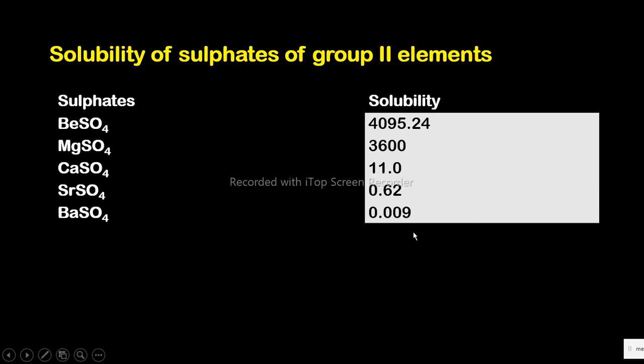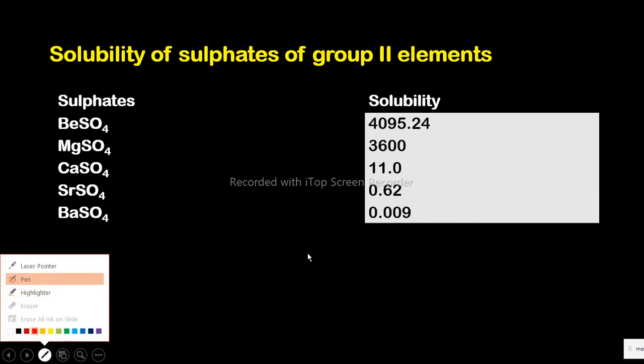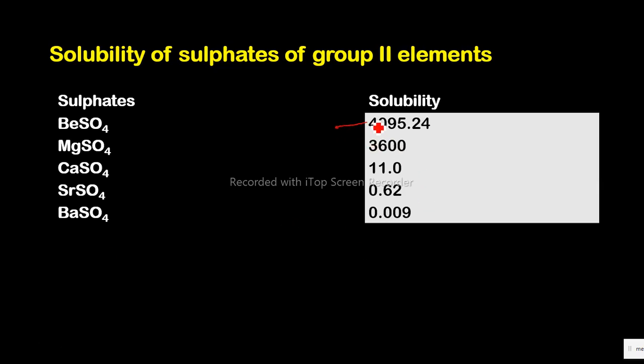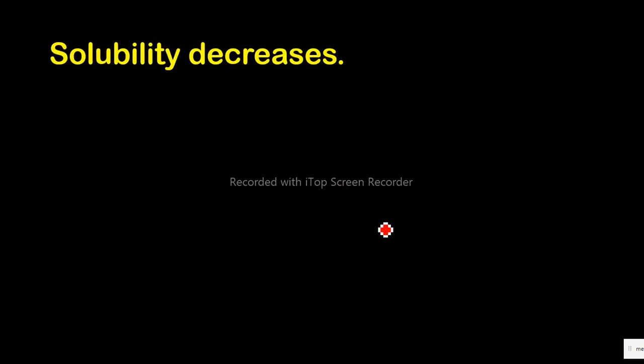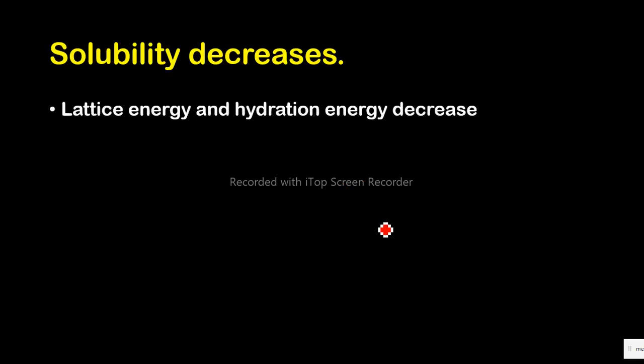Now for the sulfates, it is the reverse. The solubility decreases down the group. You can see beryllium highly soluble, magnesium relatively soluble, calcium you can check on the solubility, strontium insoluble, and barium sulfate insoluble. Now, why is it decreasing? It still goes back to the lattice energy and hydration energy.